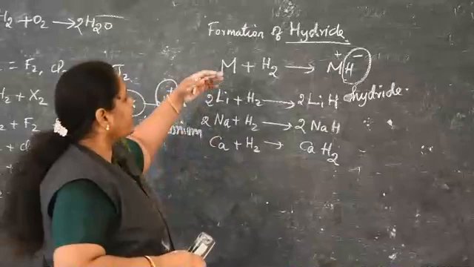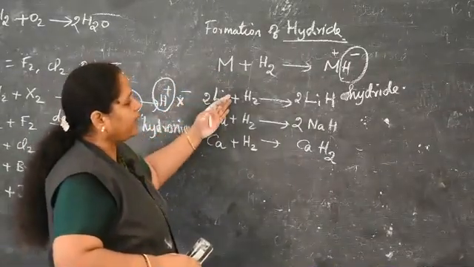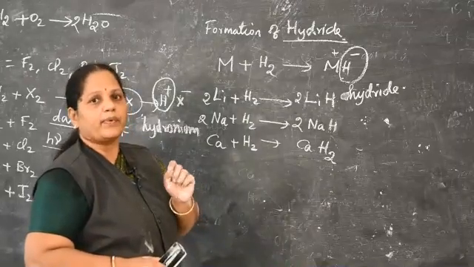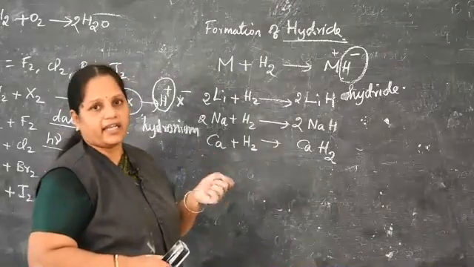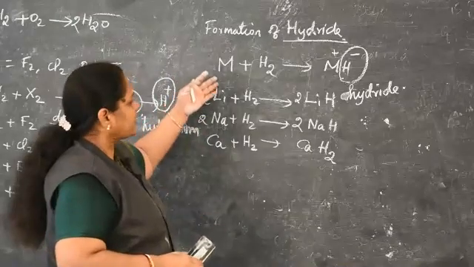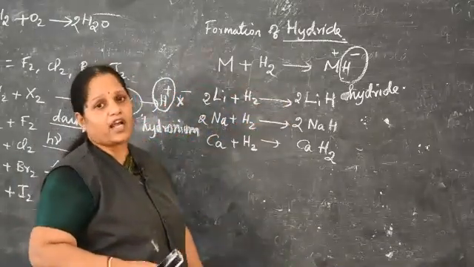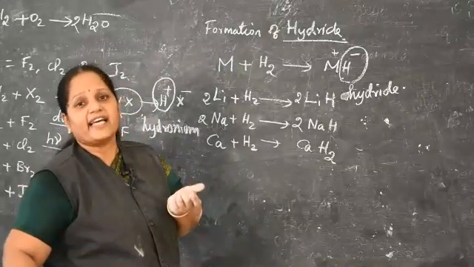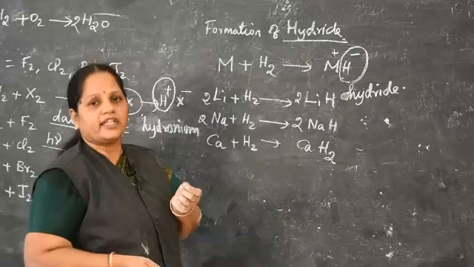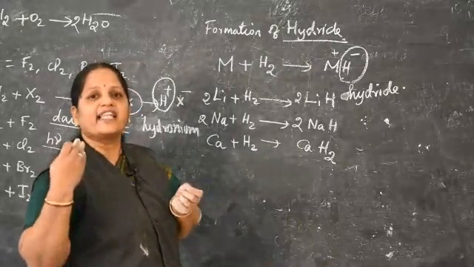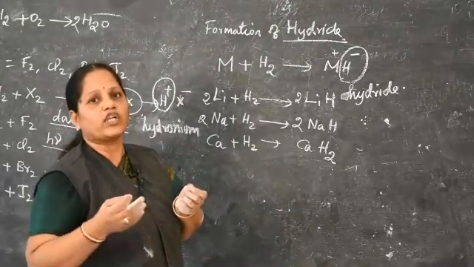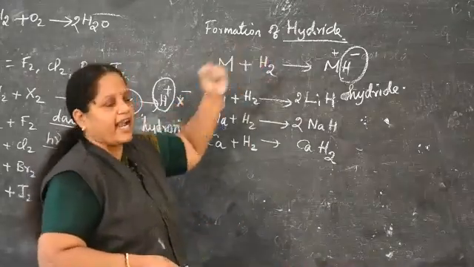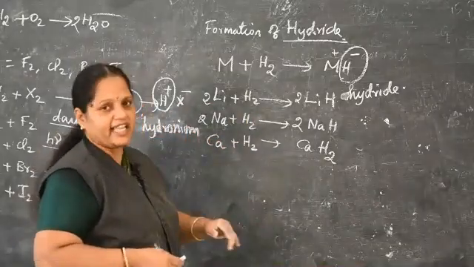Okay. The formed lithium hydride and sodium hydride also act as reducing agents for preparing many organic compounds. And these lithium hydride and sodium hydride are also used for preparing many other reducing agents. Some important reducing agents are lithium aluminum hydride and sodium borohydride. What is the application of hydride? You write this equation.